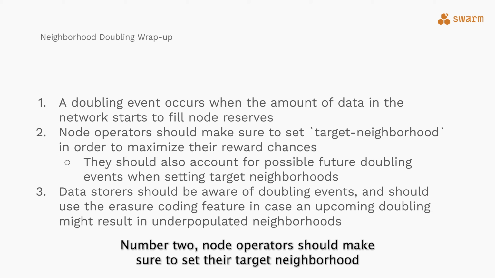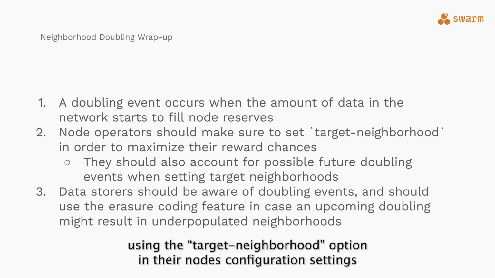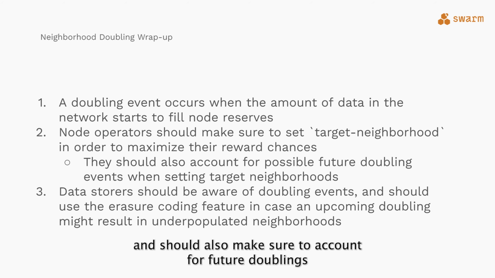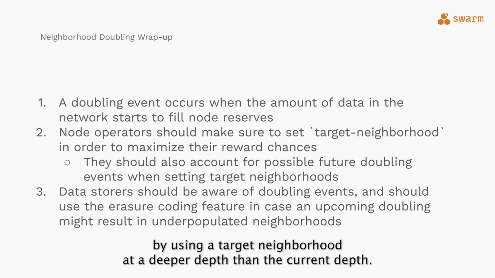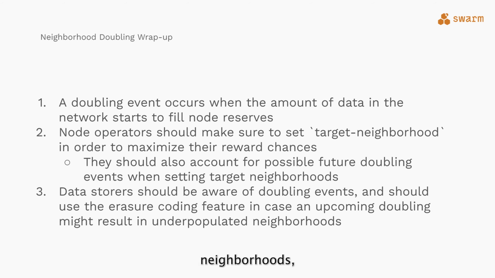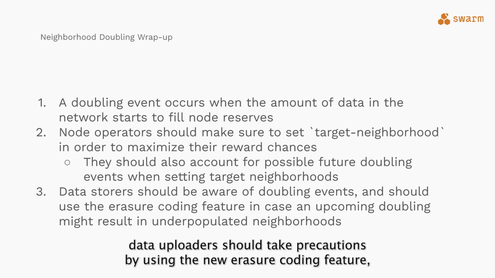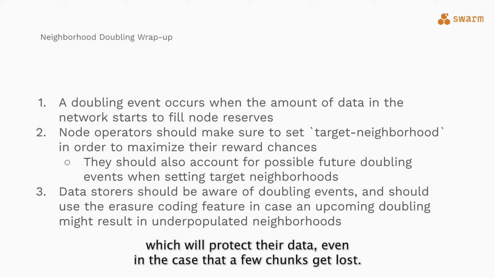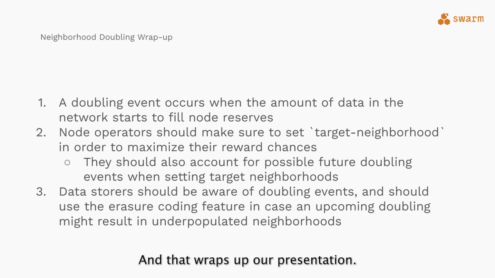Number 2. Node operators should make sure to set their target neighborhood using the target neighborhood option in their node's configuration settings, and should also make sure to account for future doublings by using a target neighborhood at a deeper depth than the current depth. And third, in case of a doubling event which might result in underpopulated neighborhoods, data uploaders should take precautions by using the new erasure coding feature, which will protect their data even in the case that a few chunks get lost. And that wraps up our presentation.